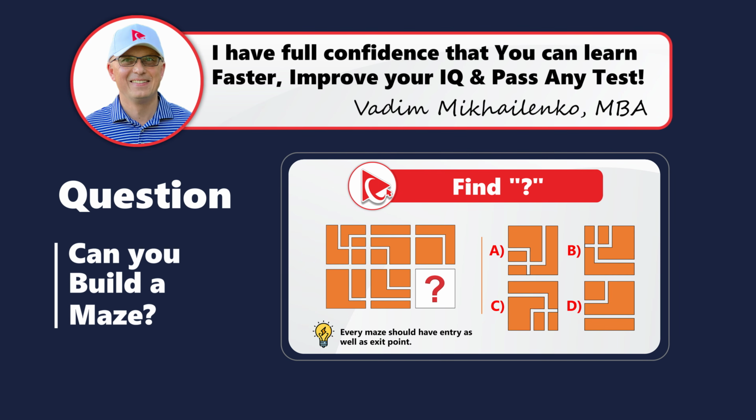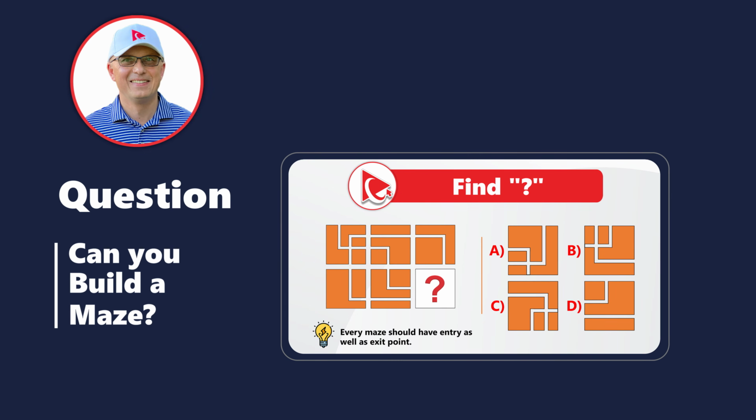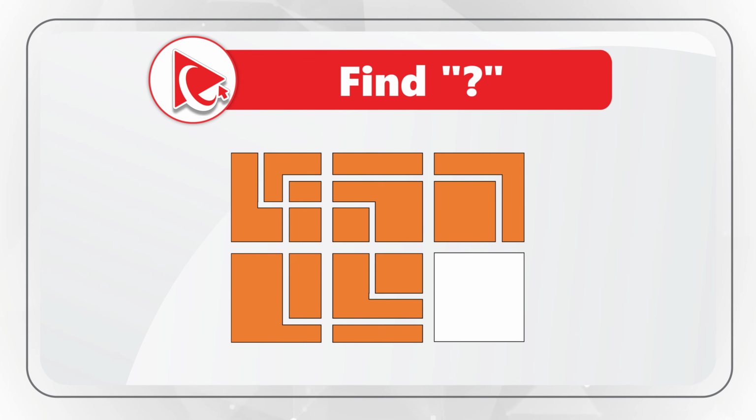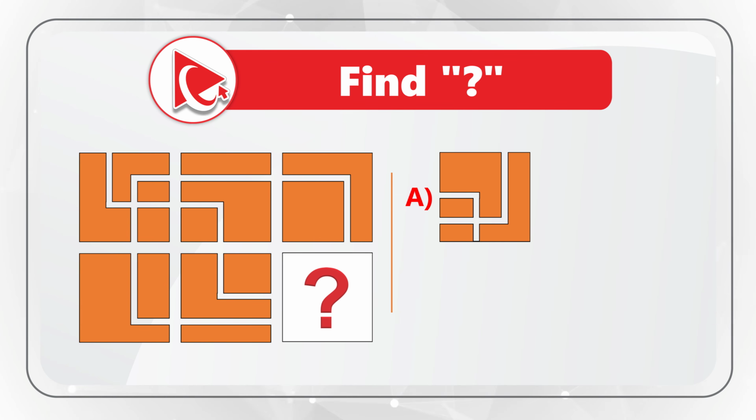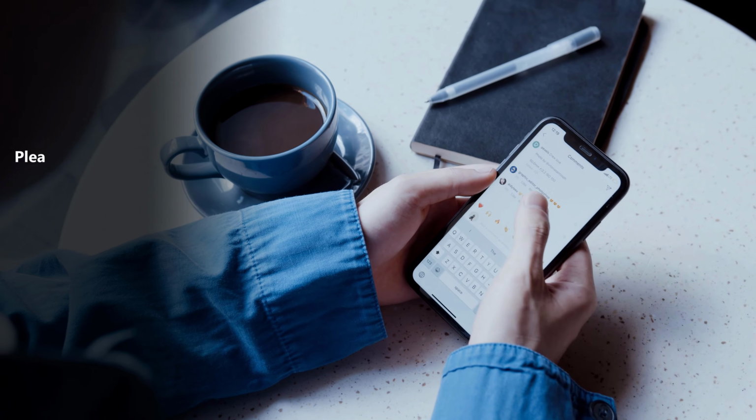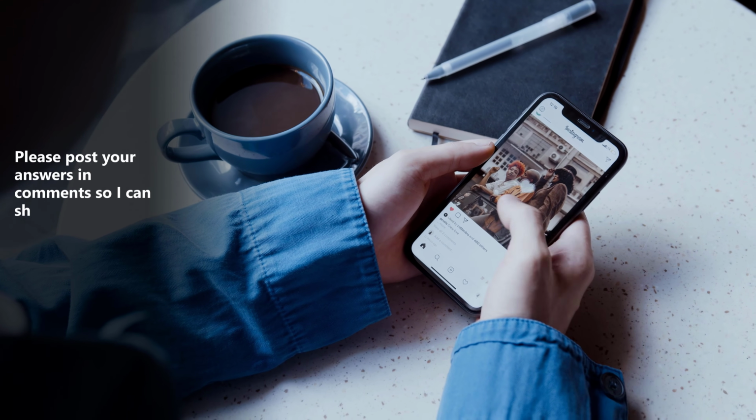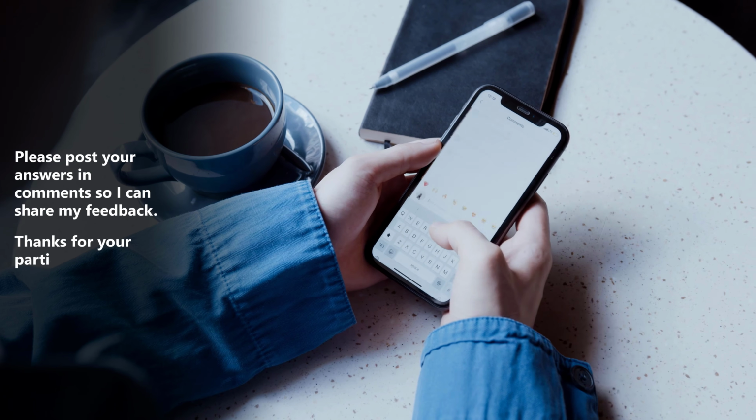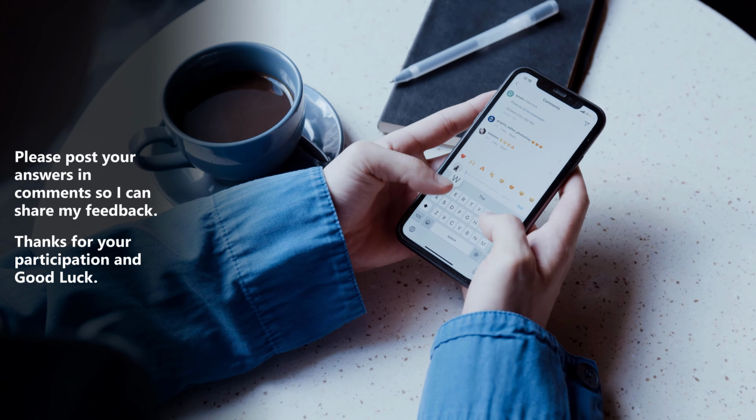And now I have a surprise question for you. You're presented with a maze which is missing one section. You need to complete the maze by selecting 1 out of 4 possible choices. Choices A, B, C, and D. Take a close look to see if you can find the missing piece. And once ready, make sure to post your answer in comments so I can share with you my feedback. Thanks for participating and good luck.